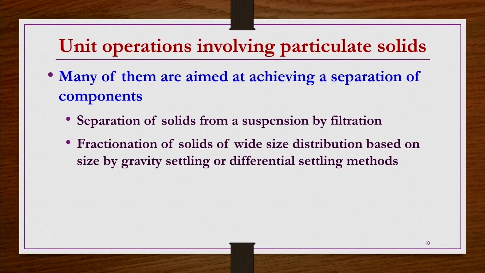If the solid is the product, then you can collect the solid. If the liquid is the product, then you can collect the permeate as the product, and the remaining one you can use as required by the process. Similarly, fractionation of solids of wide size distribution based on size is done by gravity settling or differential settling methods, etc.